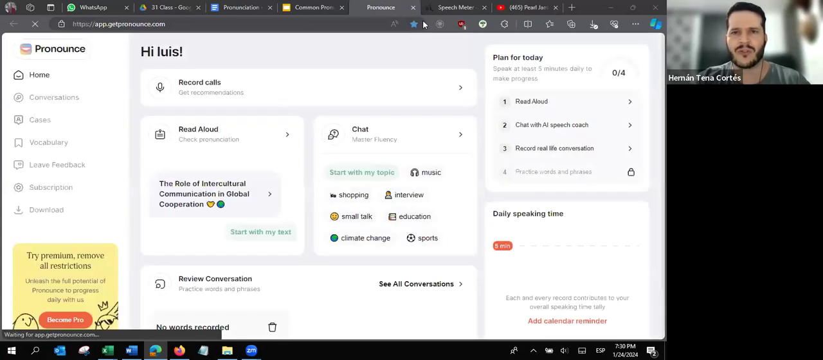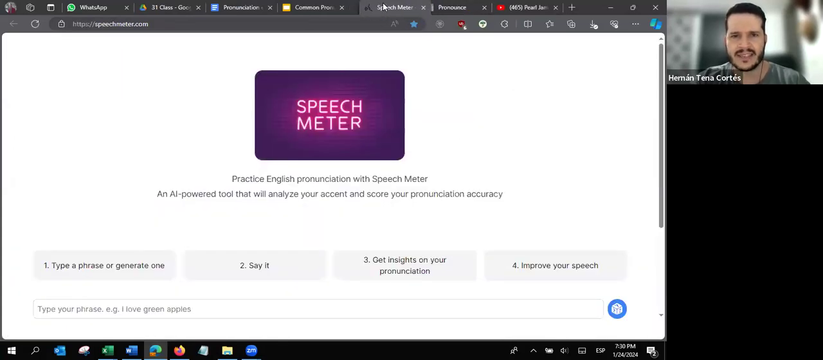Let's take a look at these tools that I have for you today that are very, very good and will help us very, very much when it comes to pronunciation, okay? So the first tool I wanted to show you is this one here. And this is the one we are going to use for today's class.